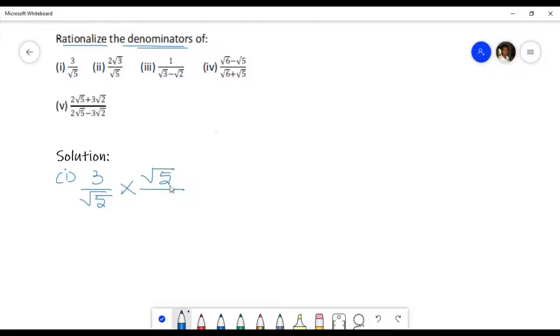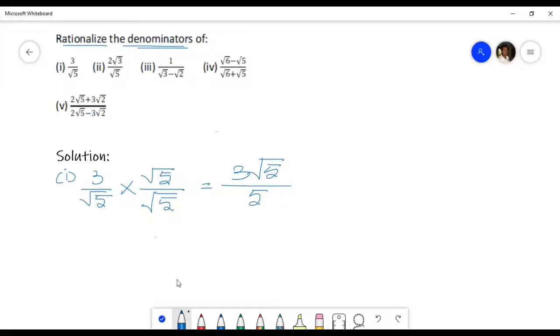Root 5 by root 5. So 3 into root 5 will be 3 root 5, divided by root 5 into root 5, which will be just 5. I have explained this to you before. So this is the answer, 3 root 5 by 5.